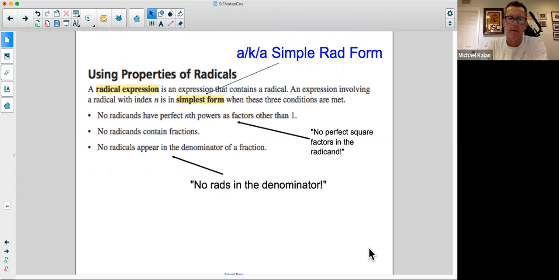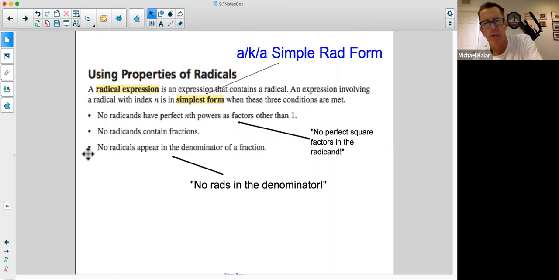When we simplify radical expressions, and a radical expression is an expression that contains a radical. Okay, that's obvious. Just like a variable expression is an expression that contains at least one variable. An expression involving a radical with index n is in simplest form when these three conditions are met. And by the way, remember the index, what that is? That's the root index. Remember, like it's a square root or a cube root or a fourth root and so forth. So what we're talking about is simplest radical form. So when we're simplifying radical expressions, we have to make sure these three conditions that are listed here with the bullet points are satisfied.